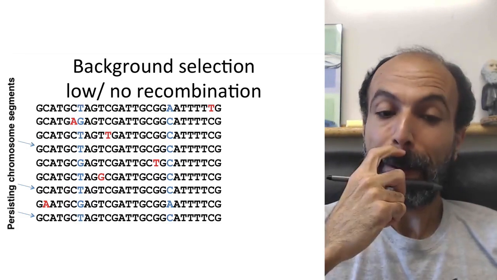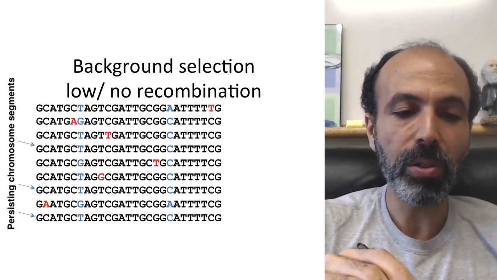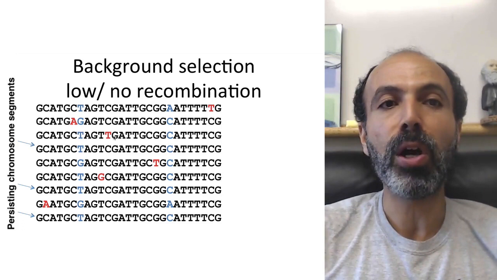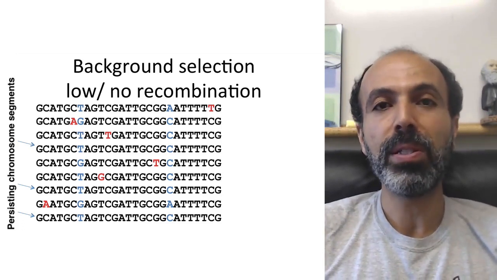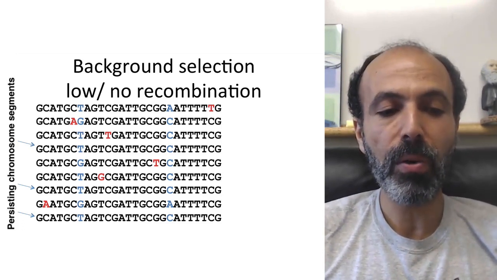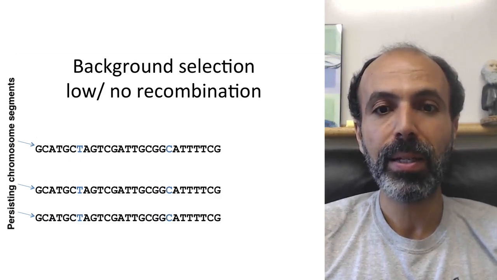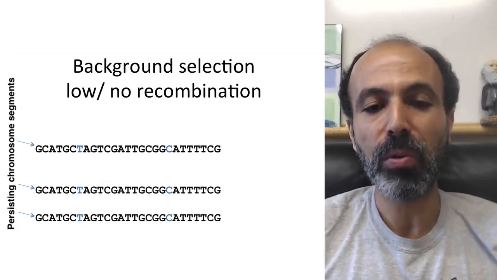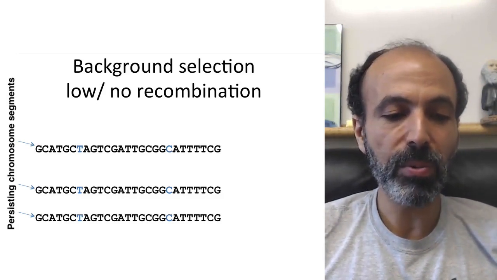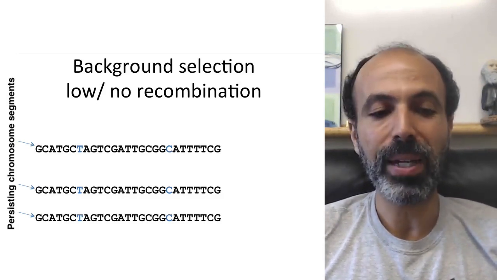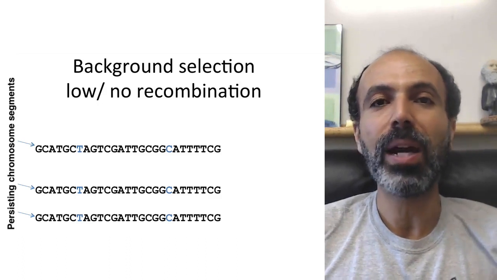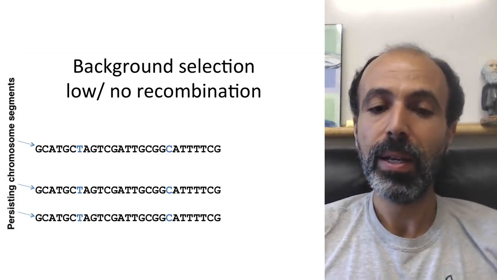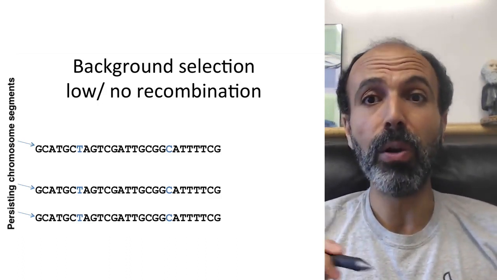Well, if there's no recombination, all these chromosomes that have a bad mutation are doomed; they will not persist in the population. Eventually, they will go away. So the only ones that persist are these. These are the only ones that will contribute to long future generations. In that regard, you notice we've lost all variation at those blue sites. Now everybody's T and everybody's C because we got rid of so many different variants. This is what happens when you have a region of low or no recombination.